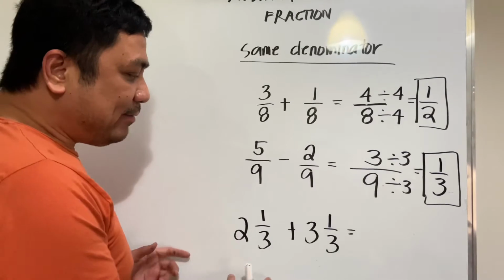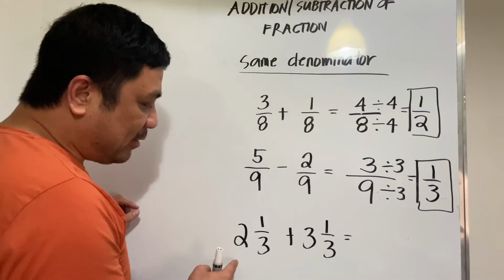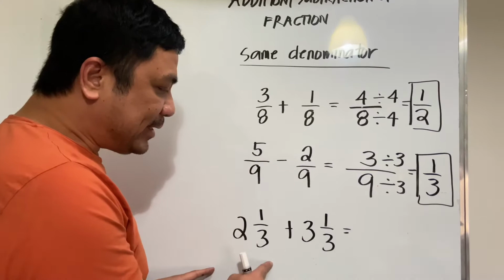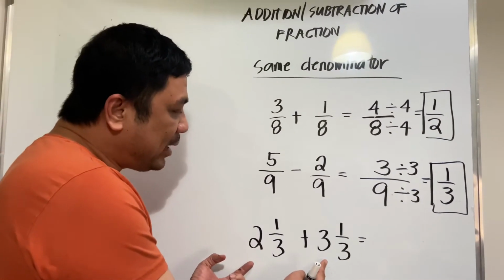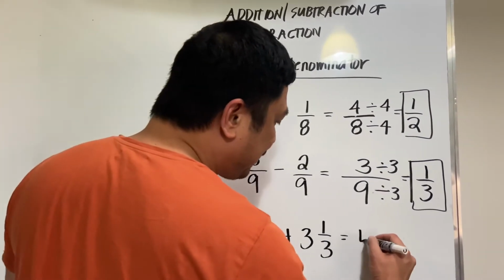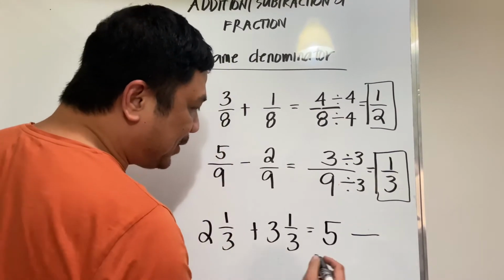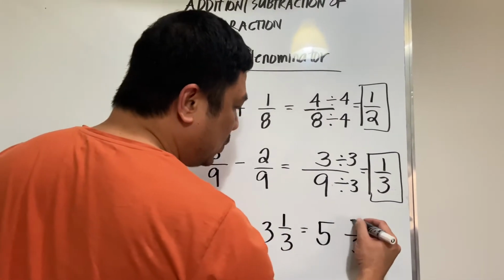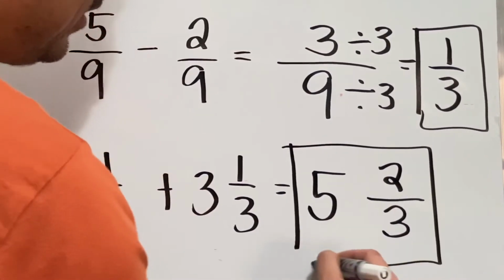In some cases, we have this kind of fractions. Ang tawag dito are mixed numbers. So it's a mixture or combination of a whole number and a fraction. Same procedure, same approach. If they have the same denominator, all you have to do is to add their whole number first. So in this case, you have 2 plus 3, that is 5. And then copy the denominator, which is 3, and then add their numerator, which is 1 plus 1, which is equal to 2. So in this case, our answer here is 5 and 2/3.